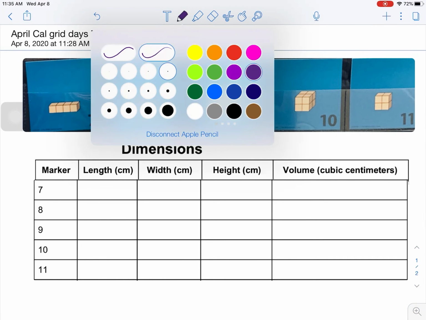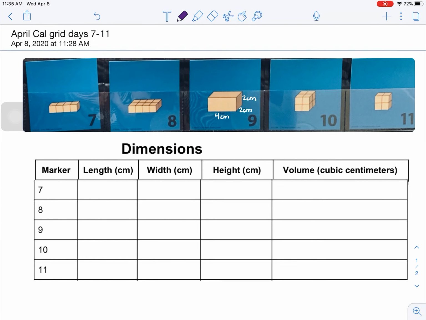We are going to go through and check the next few days of our April calendar grid. So hopefully you've already downloaded this exact same page into Notability. It might be helpful to split screen my video along with this page because you will be submitting this to show me you've completed days 7 through 11.